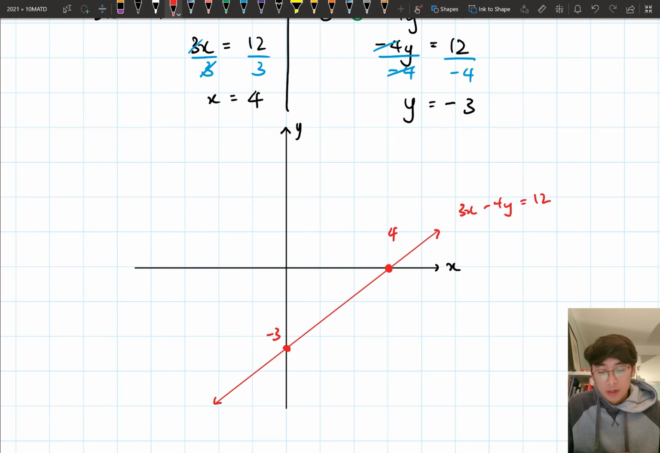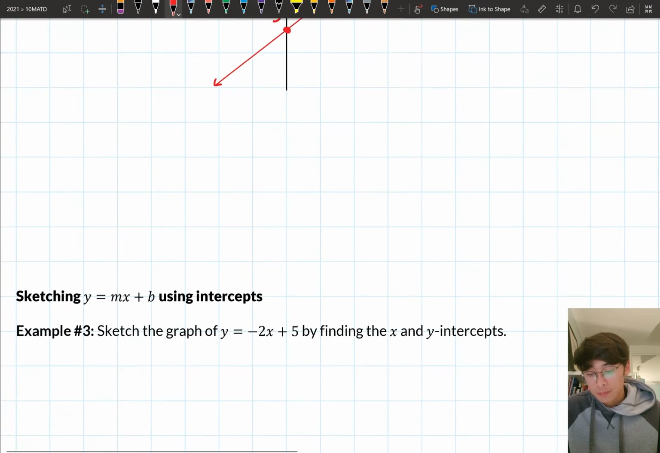Okay, cool. That's this example. The three steps were: find your intercepts, plot them on our Cartesian plane, and then draw a line through them. So that's what we did in this example. Let's have a look at the next one.